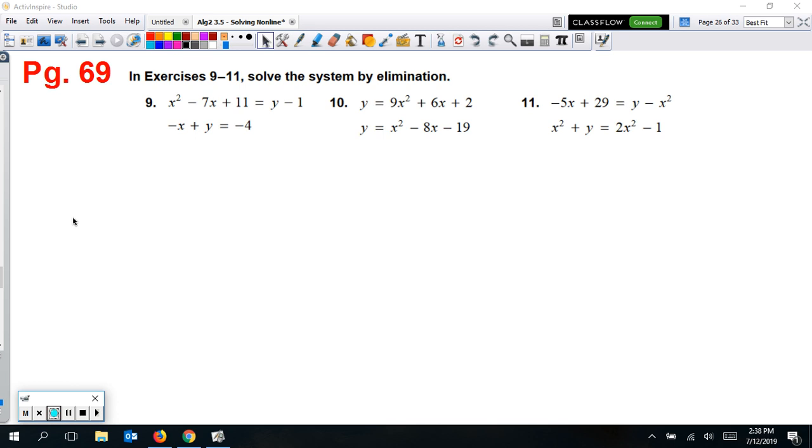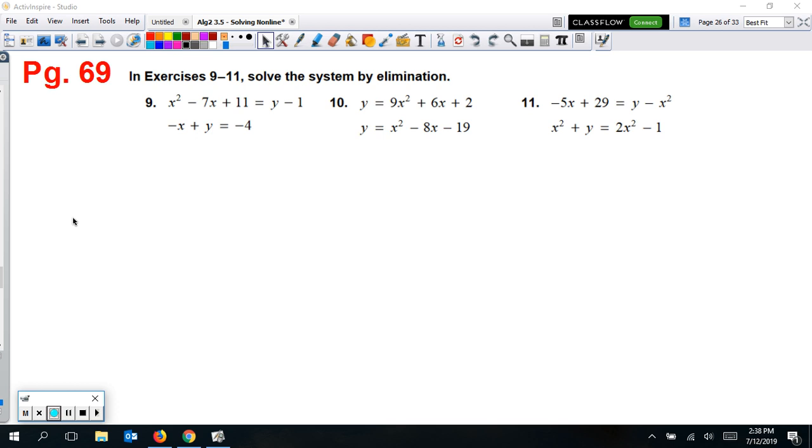Okay, so we're solving the system by elimination now, from 9 through 11. Elimination is where we're going to combine the two equations together and try to eliminate one of the variables. So we have to be a little strategic and figure out which variable we want to eliminate and how to do that.